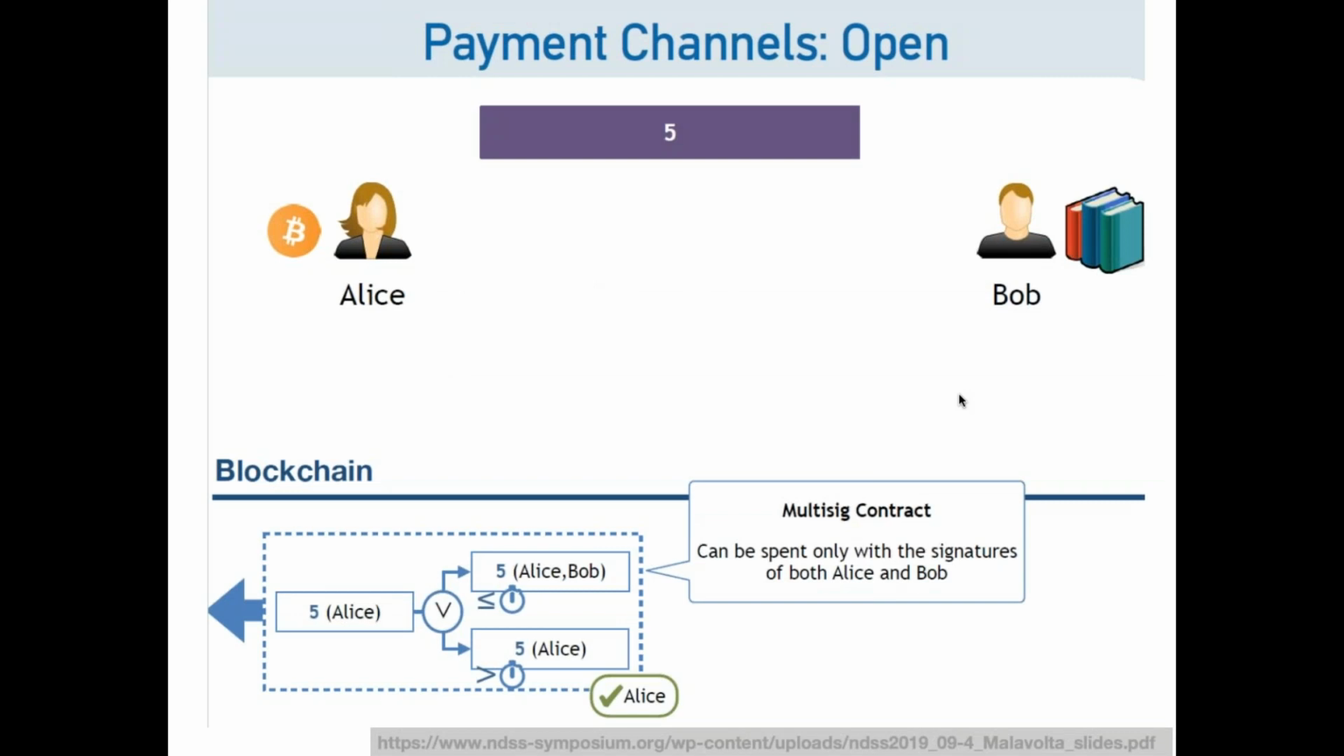Here we have Alice and Bob as our users, and a multi-sig contract deployed on the blockchain. And multi-sig contract means the money inside the contract can only be spent with the signatures from both Alice and Bob. So both of them cannot deny any transactions in the payment channel. And in order to open a channel, Alice simply deposits 5 coins into the channel, and a timeout is set. If the timeout passes and no one retrieves that money, Alice can get her 5 coins back.